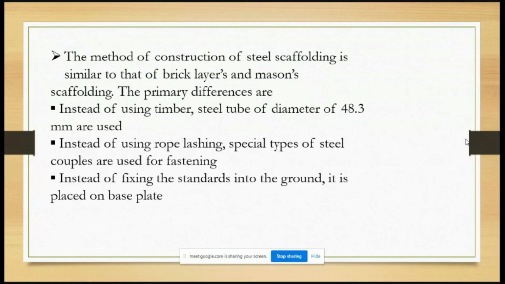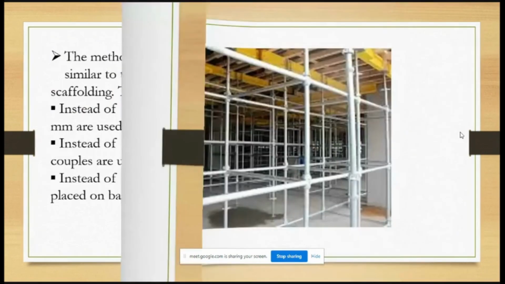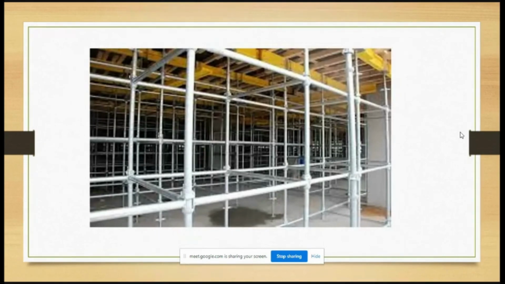The primary differences are: instead of using timber, we use steel tube of diameter 48.3 mm. Instead of using rope lashing, special types of steel couplers are used for fastening. Instead of fixing the standards into the ground, they are placed on base plates. Here we can see the steel scaffoldings.